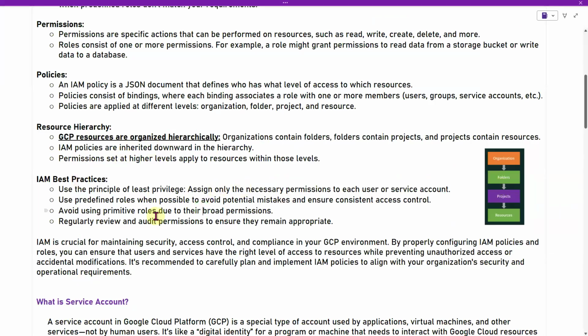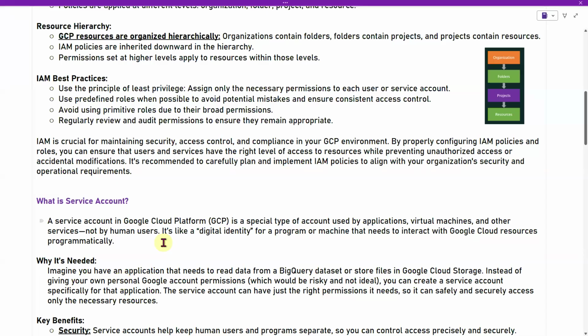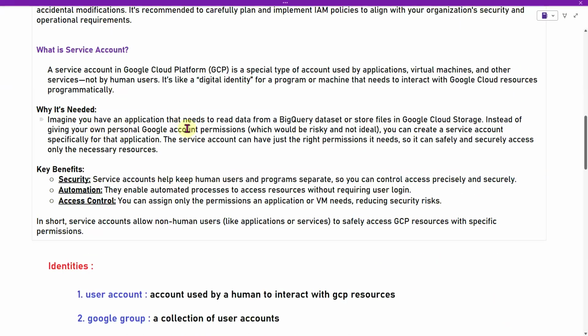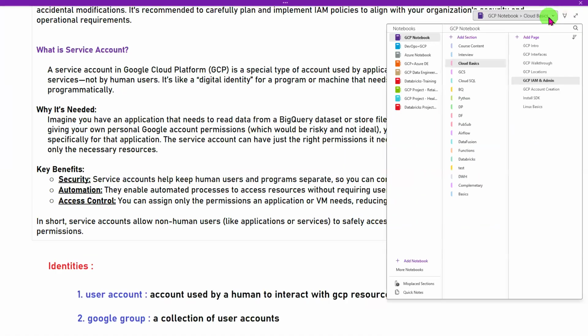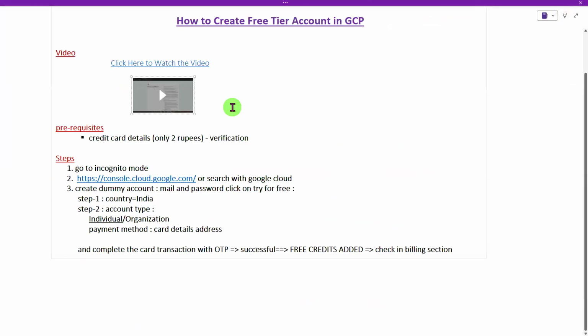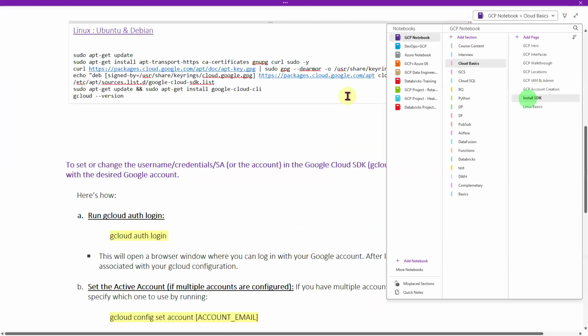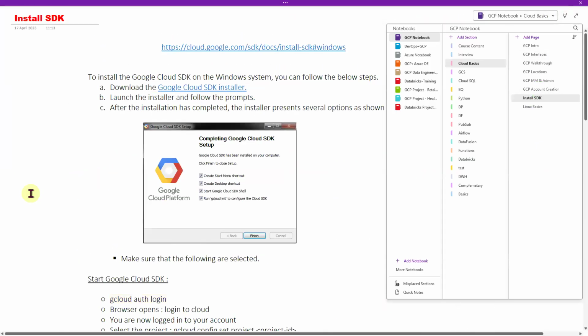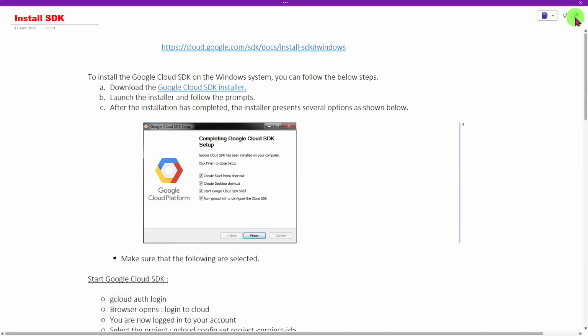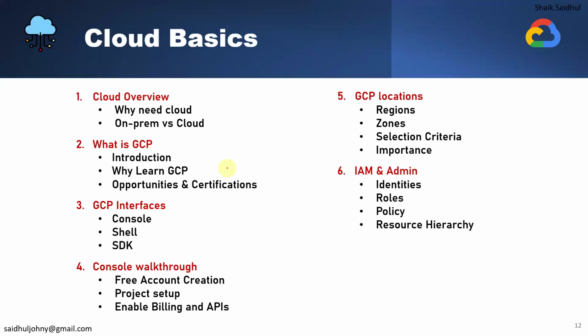And IAM best practices you also have here. And what is a service account, why it is needed, and how to create a service account for our requirements, I'll tell you about that as well. And then account creation: I'm going to tell you how to create a free tier account in GCP. Then installing the SDK. Sometimes we may be interacting via the SDK, so we have to install it. So this covers all the things about the cloud basics.